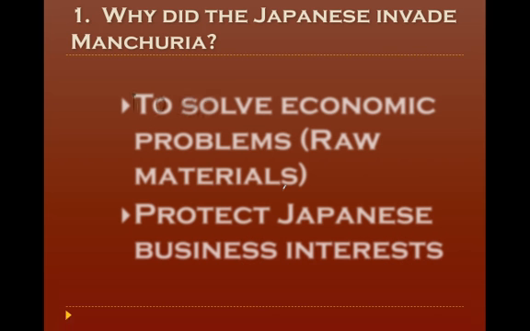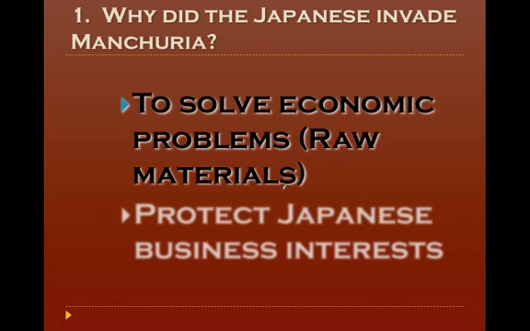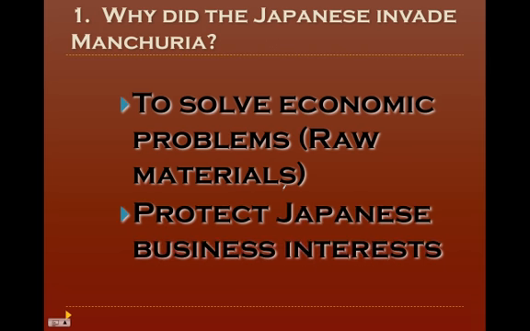Why did they invade Manchuria? It's really about economics. Dollar bill, y'all. They need raw materials. They need the metals, really. If Japan is going to industrialize, Japan's an island, it needs to steal metals. And they also wanted to take over any businesses that might be competing with Japan.